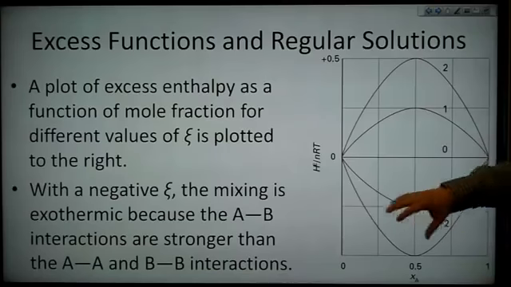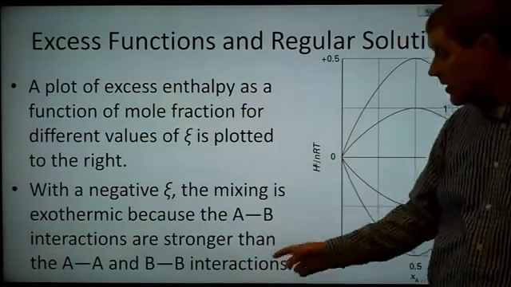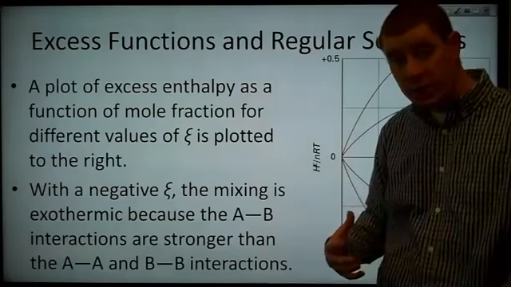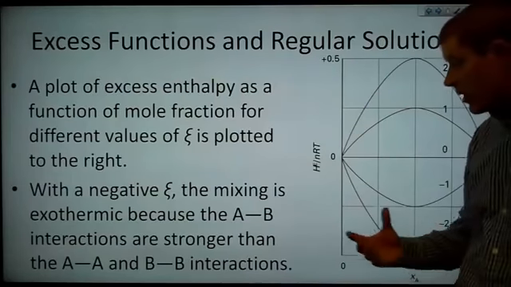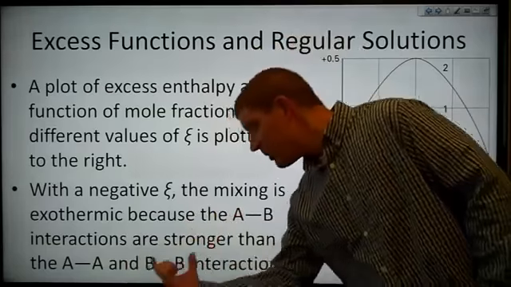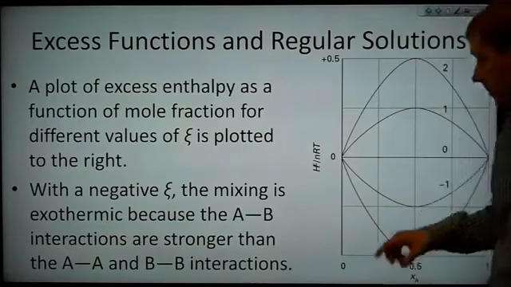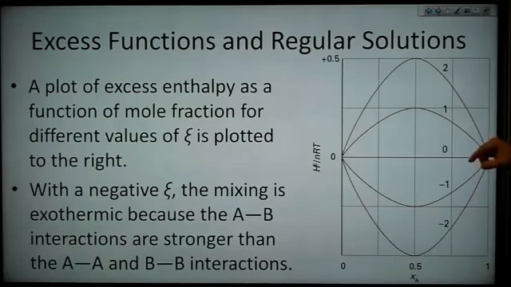On the other hand, if we have positive xi, then the AB interactions are weaker. And if the AB interactions are weaker, then we're going to expend more energy breaking the AA and BB interactions than we get back by forming our AB interactions. And so now our enthalpy of mixing is going to be positive. It's going to be more positive the larger xi gets.